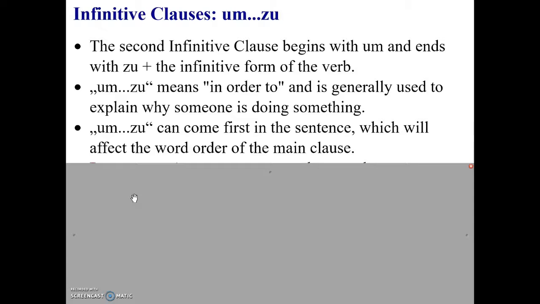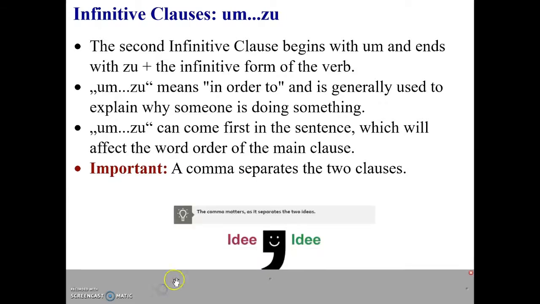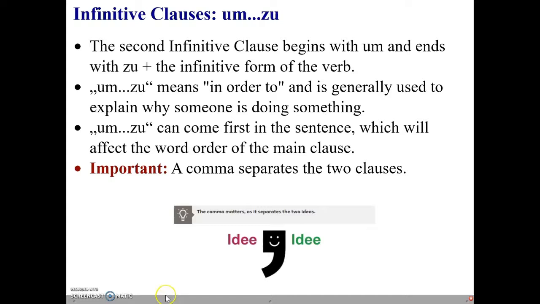A difference with this one than the just zu plus infinitive is that um zu can come first in the sentence, which will affect the word order of the main clause. And we'll look at that and some examples in just a moment. And it's important to remember, just like with the first type of infinitive clauses, a comma separates the two clauses. So we're still going to have idea, comma, idea, with an idea separated from another idea with a comma.